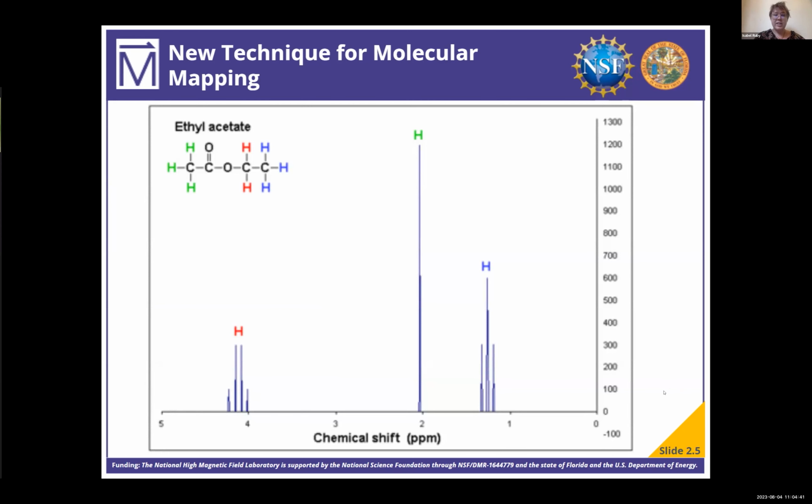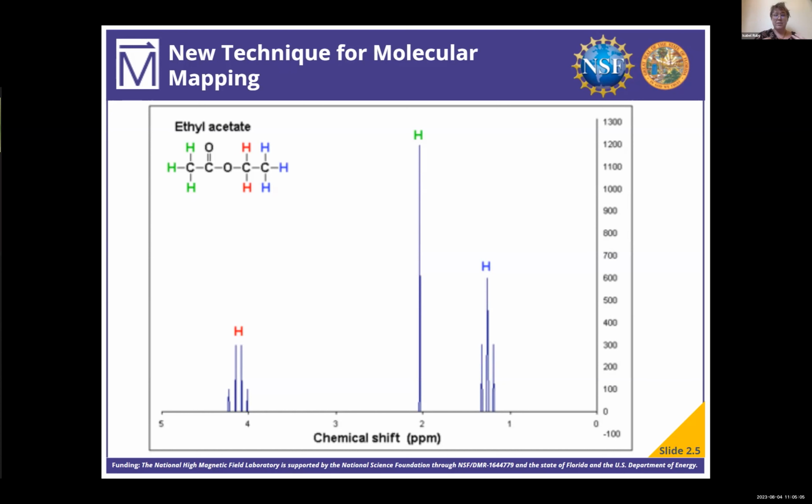But this is an ethyl acetate molecule, and it's been helpfully color-coded. So you can see the green hydrogens on the far left carbon relating to that middle tall signal. It's essentially a singlet, just one peak. And that's because there's no hydrogens on the adjacent carbon. There's no J coupling, which is basically a measurement of, you can think of it as interference.